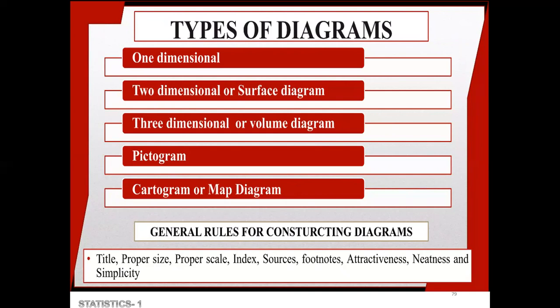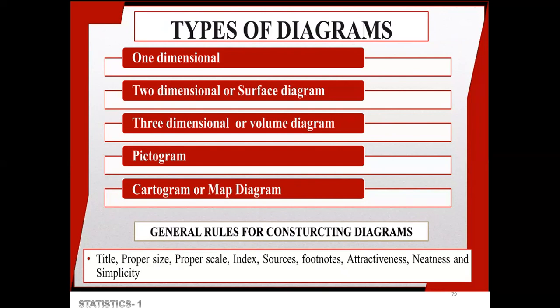When you are representing any data, the source of the data has to be highlighted. The footnote has to be given. It should look very attractive and it should be neat and it should have simplicity. That means it should be very simple. Any layman should be able to understand the diagram. So that is how you should represent the diagram. So let us see the different types of diagrams. What are the different types of diagram?